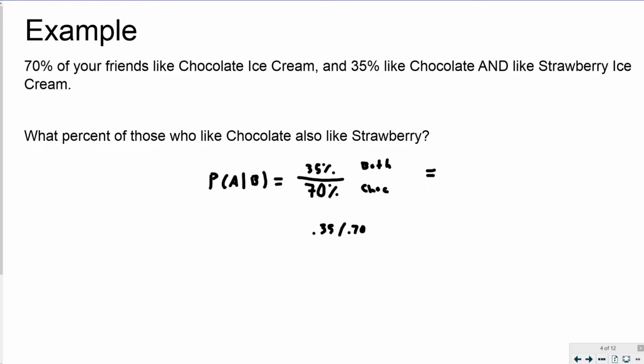Then in your calculator, you would type 0.35 divided by 0.70. If you do that, you will get 50%. Your calculator will tell you 0.5, which is 50%. So that was a really quick example of conditional probability. Let's move on to the next.